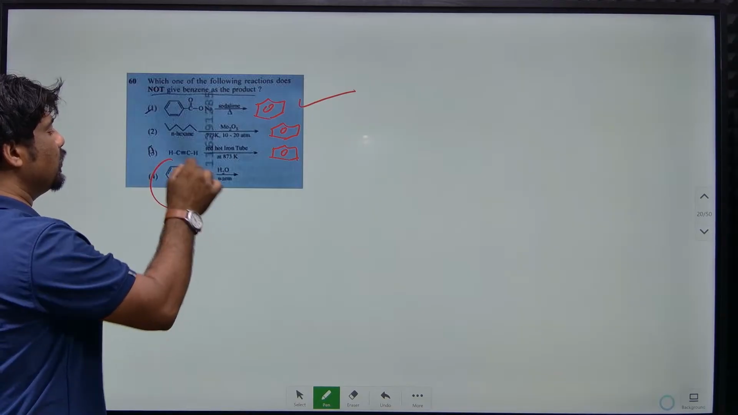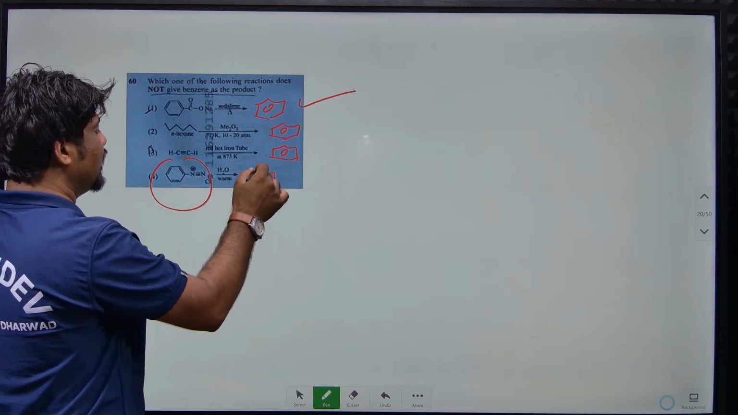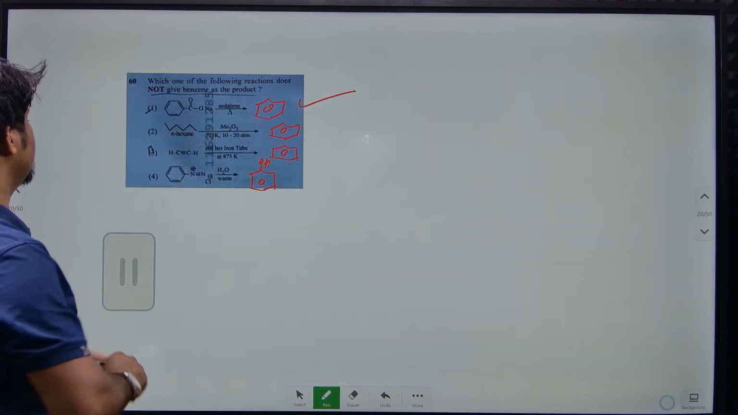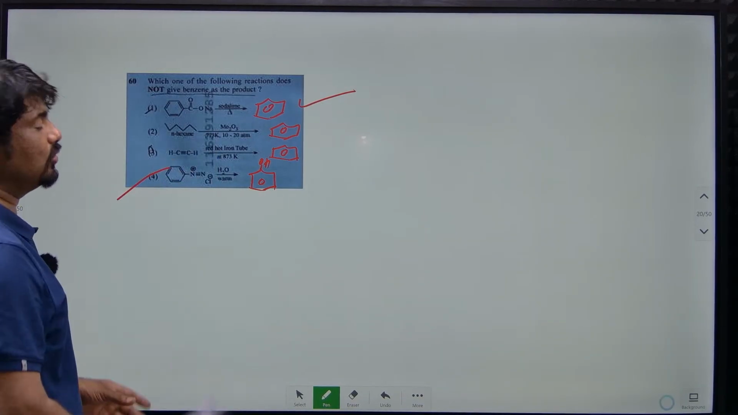When benzene diazonium chloride reacts with water, actually it gives phenol. Hence option 4 does not give benzene.